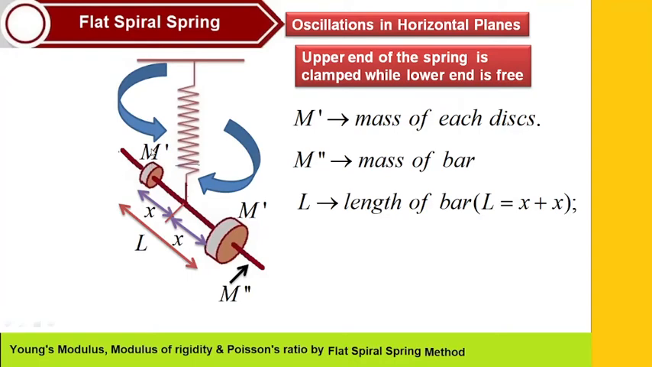This M dash, this M dash, this distance from the center is x, this is the distance from the center to this disc, and the whole of this bar, capital L, is given here, and M double dash is the mass of this bar, which is given here.